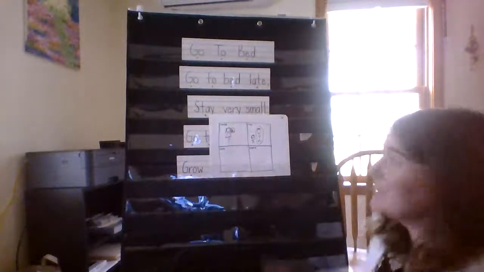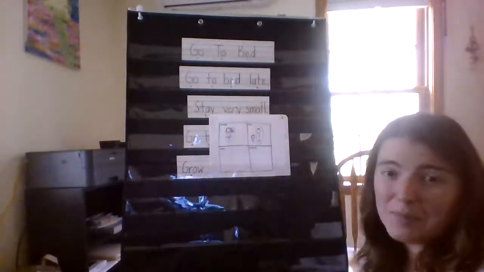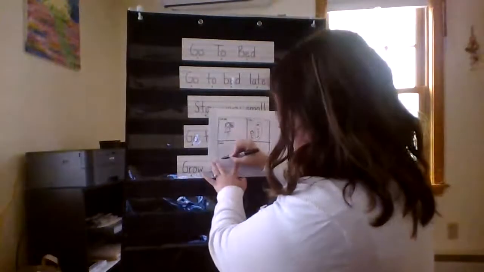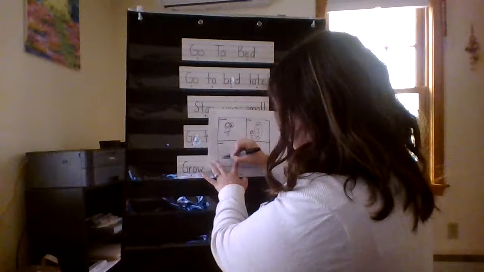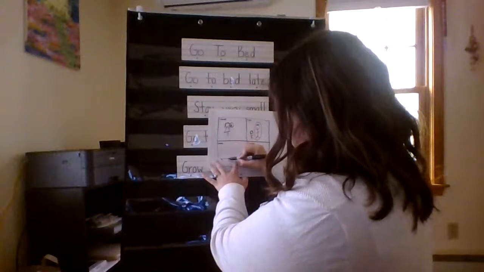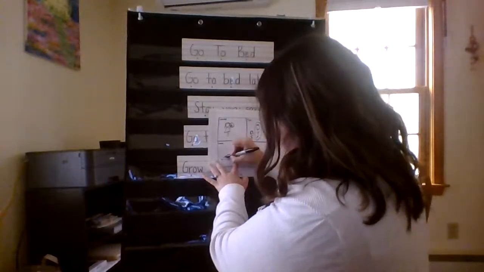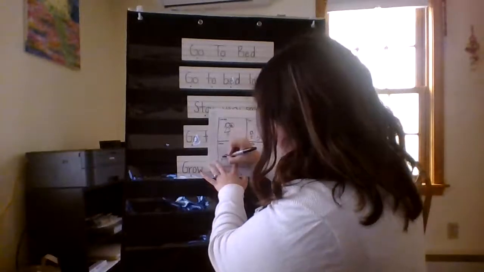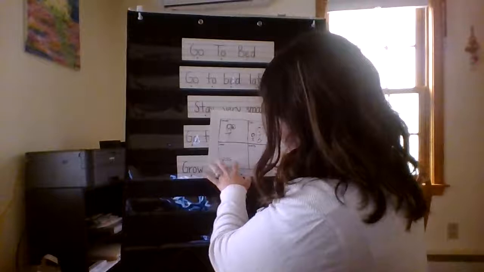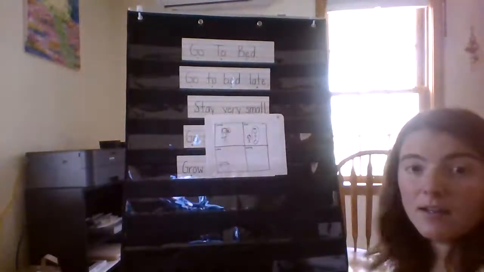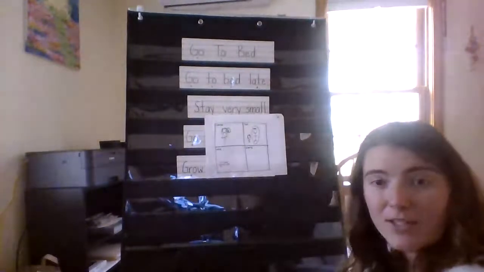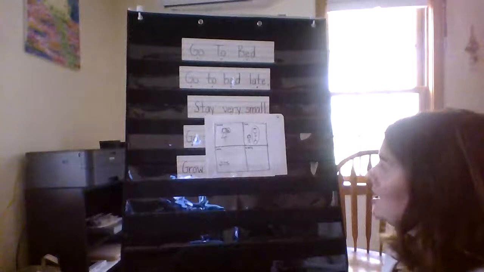Going to bed late. We're going to stay very small. That's what our poem says. So I'm going to draw a picture of late when it's late out. We should be asleep in bed. I'm tired. My eyes are closed. All right. And then our last box is early. If you go to bed early, you're going to grow very tall.